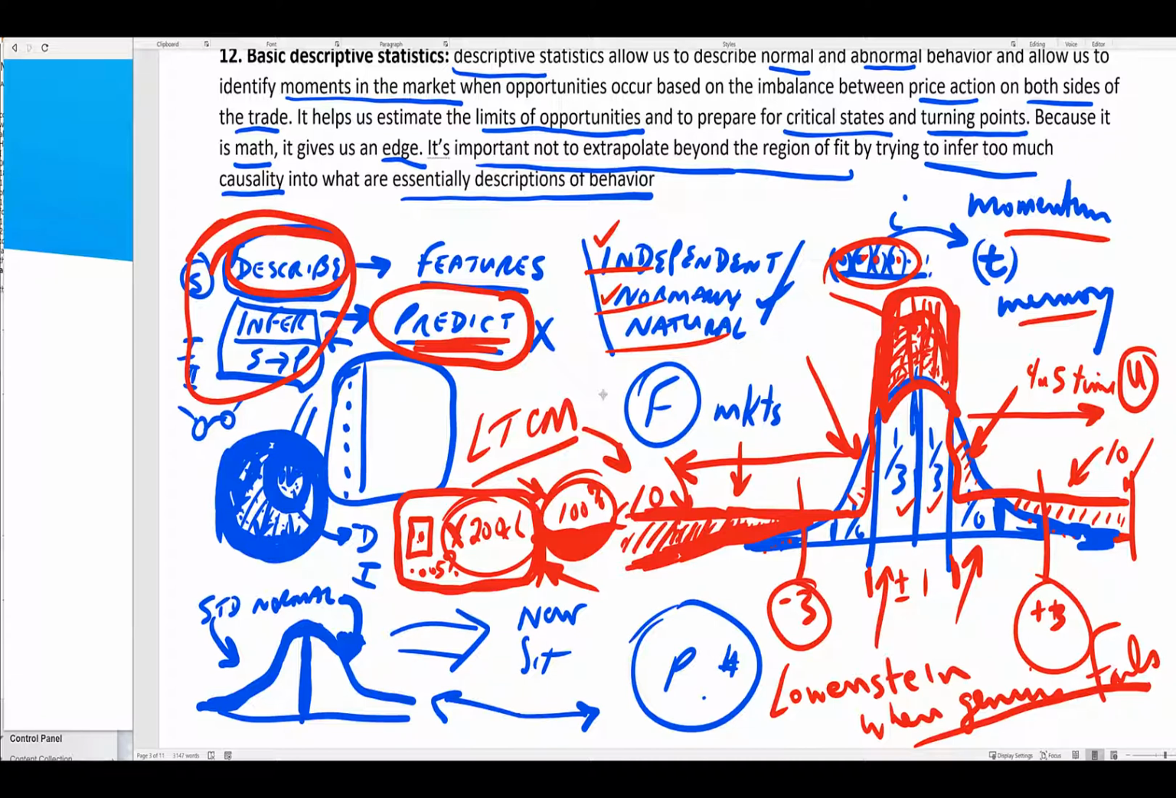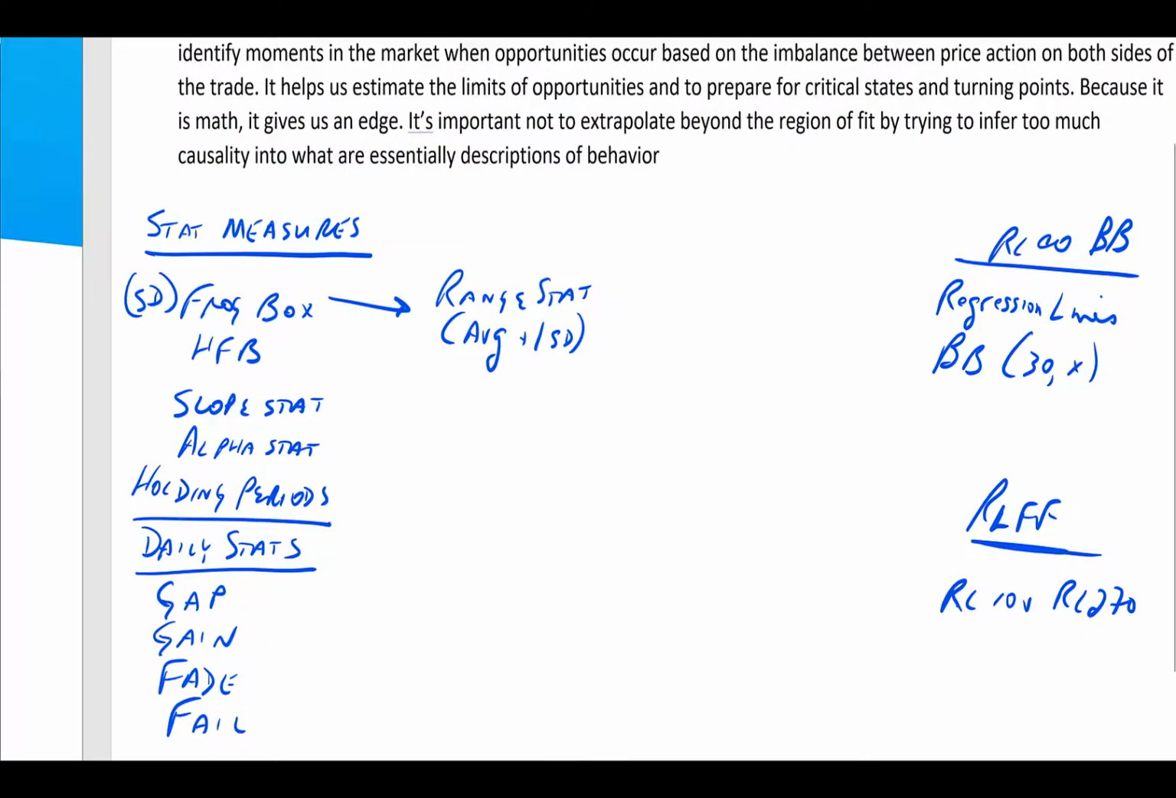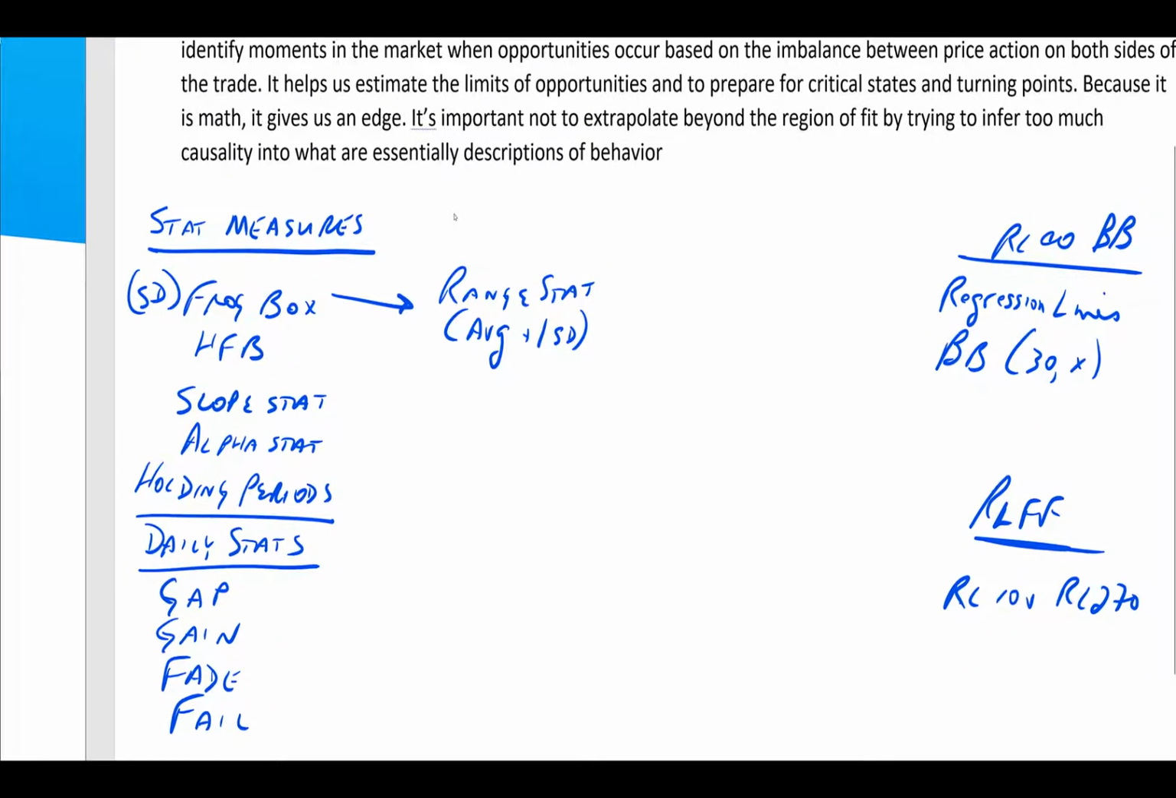So now let me describe how we might use that to our advantage in a number of standard ways. When we're looking at some of our standard statistical measures that are descriptions of conditions, it includes a number of ideas.